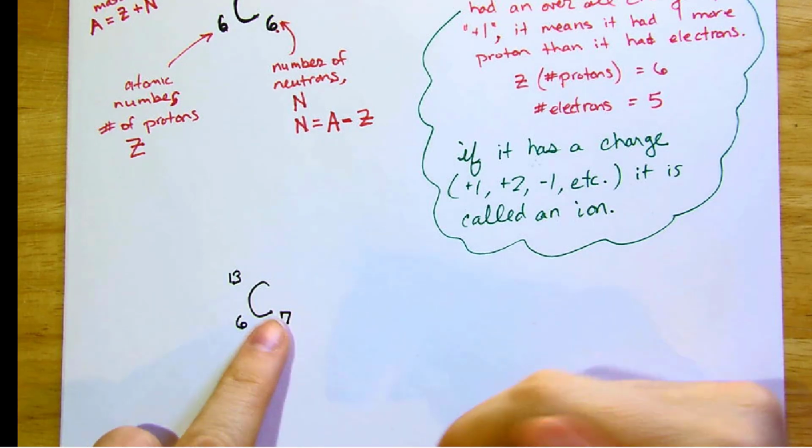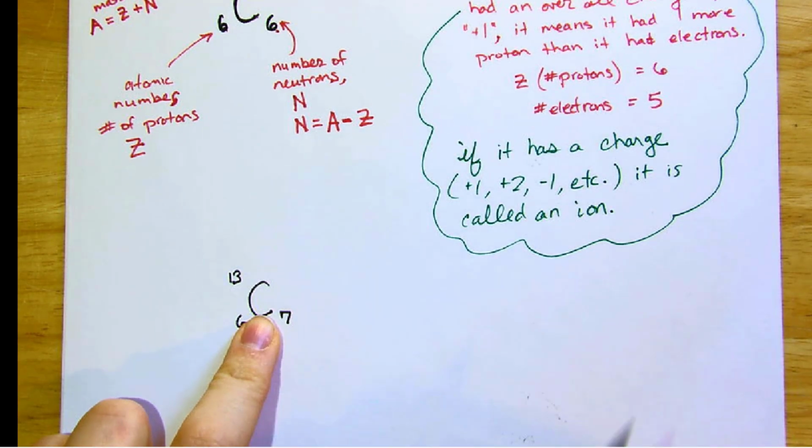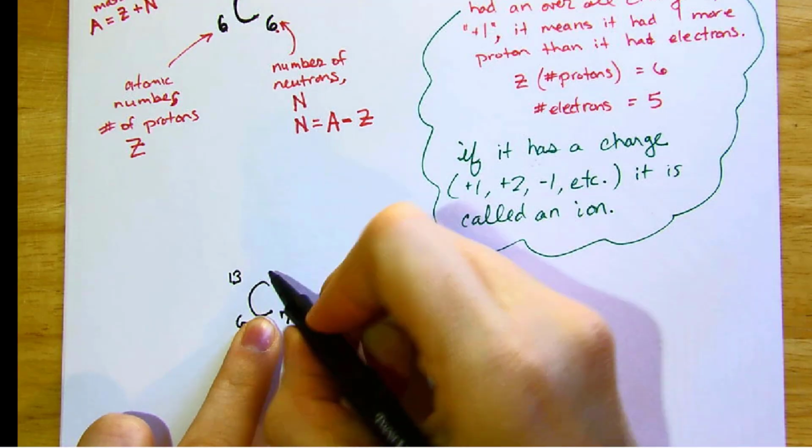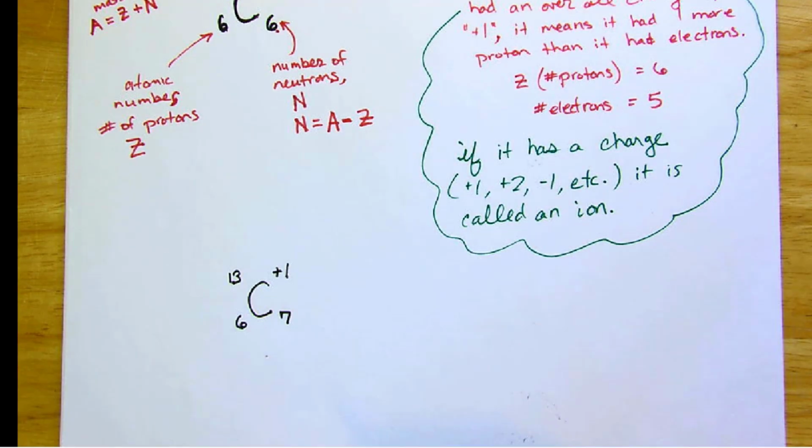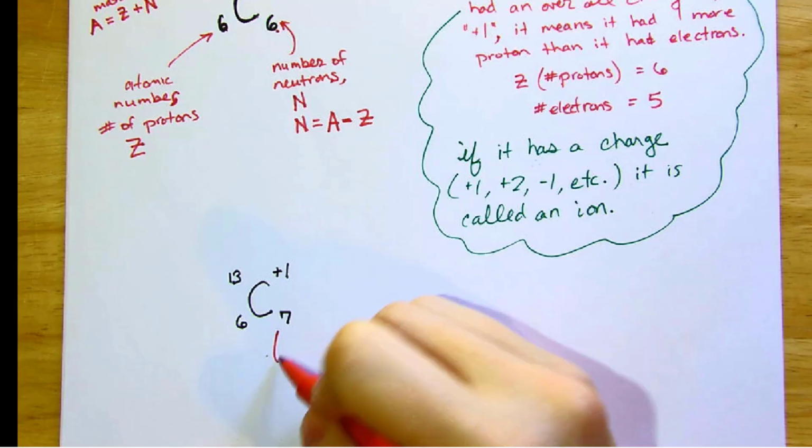And then should we still imagine that this one is missing an electron, like up here? Let's just keep that the same way. Let's just say +1. So we'll say that it has 1 extra neutron.